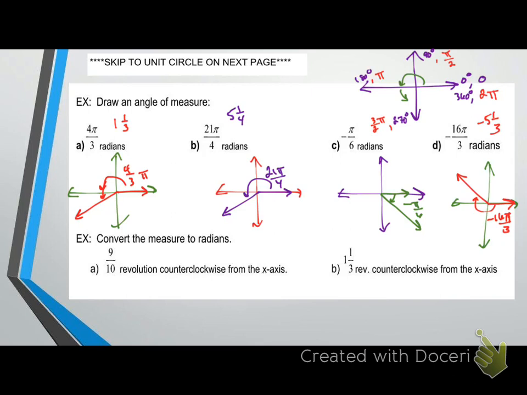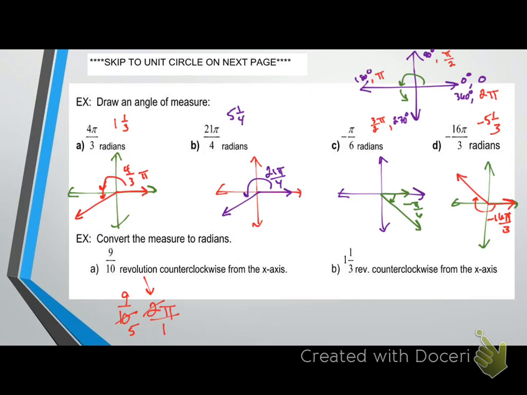Now, converting the measure to radians. So if I'm going to go 9/10 of a revolution counterclockwise from the x-axis, that means that counterclockwise is positive. From the x-axis, that means I'm going 9/10 of 1 revolution. Remember, 1 revolution is 2 pi. So to find 9/10 of 2 pi just means I'm going to multiply 9/10 times 2 pi. I'm going to divide these out before I multiply straight across.